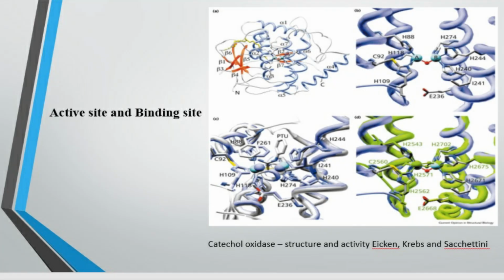More details: active site and binding site. Figure A, blue color is helix, yellow color disulfide bridges, orange color beta strand, and figure B represents the actual coordination sphere and geometry around the copper center. Figure C, phenylthiourea inhibitor binds, in which the sulfur atom of the phenylthiourea replaces the bridging ligand OH and conformational changes occur. Figure D, the oxygen binding site is represented in green color.